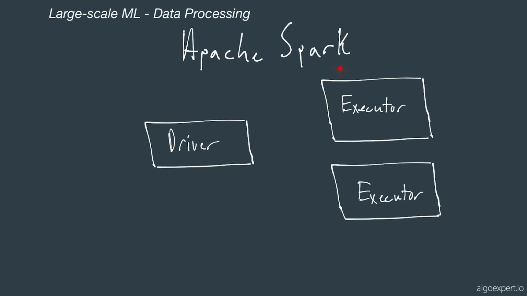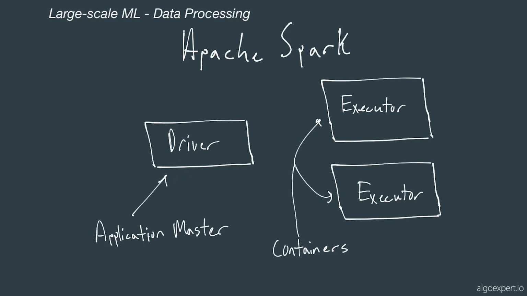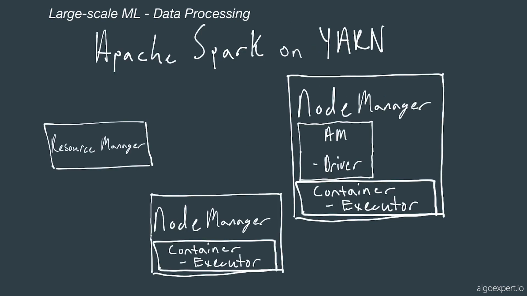So how does Apache Spark fit in to Apache Yarn? Well, the driver is mapped to the application master, and the executors are just inside the containers. So here, this would be Apache Spark on Yarn. We would have the resource manager. The node manager would contain containers, which would have the executors, and one of the node managers would have the application master, which would be the driver of the Spark application.